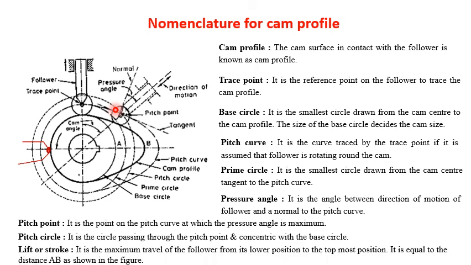Next, lift or stroke. This is also one of the important nomenclature of the cam profile. Lift is the maximum travel of the follower from its lower position to the topmost position. Here this is the lower position and this is the topmost position. We call this distance AB the lift or stroke.